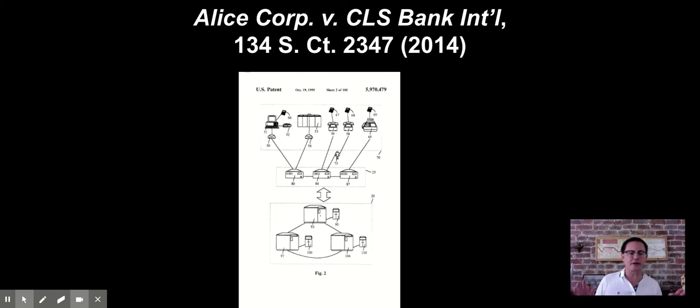Now, why does any of this matter? Taking a big step back. Well, it turns out that for a long time, a lot of these kind of patents were actually issuing, right?